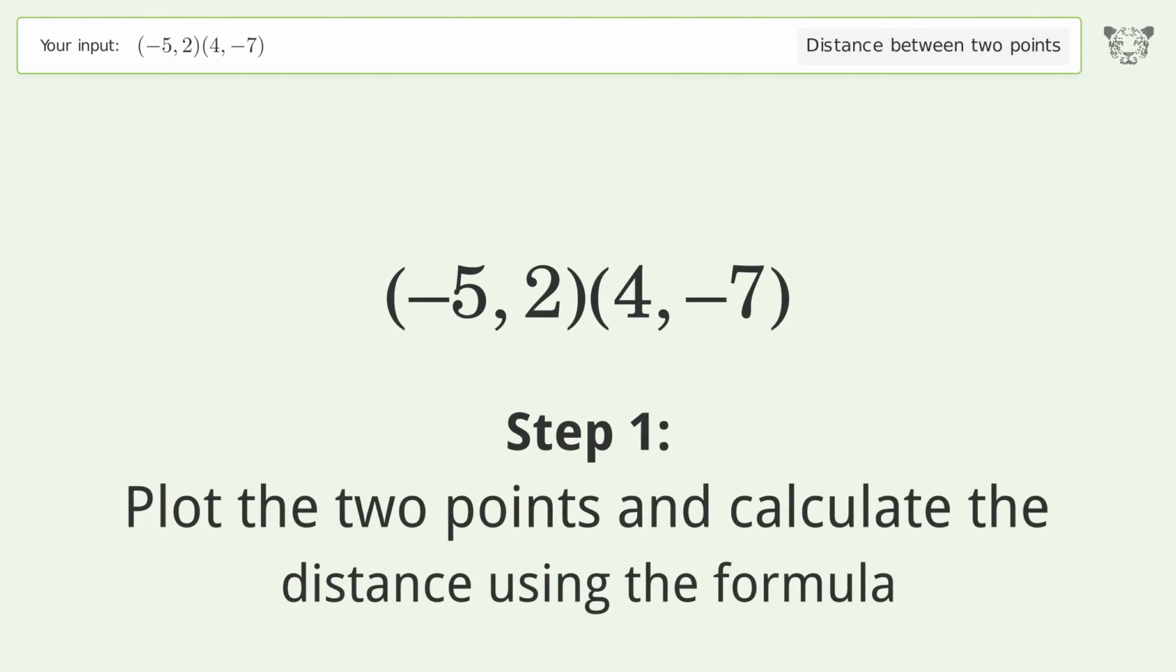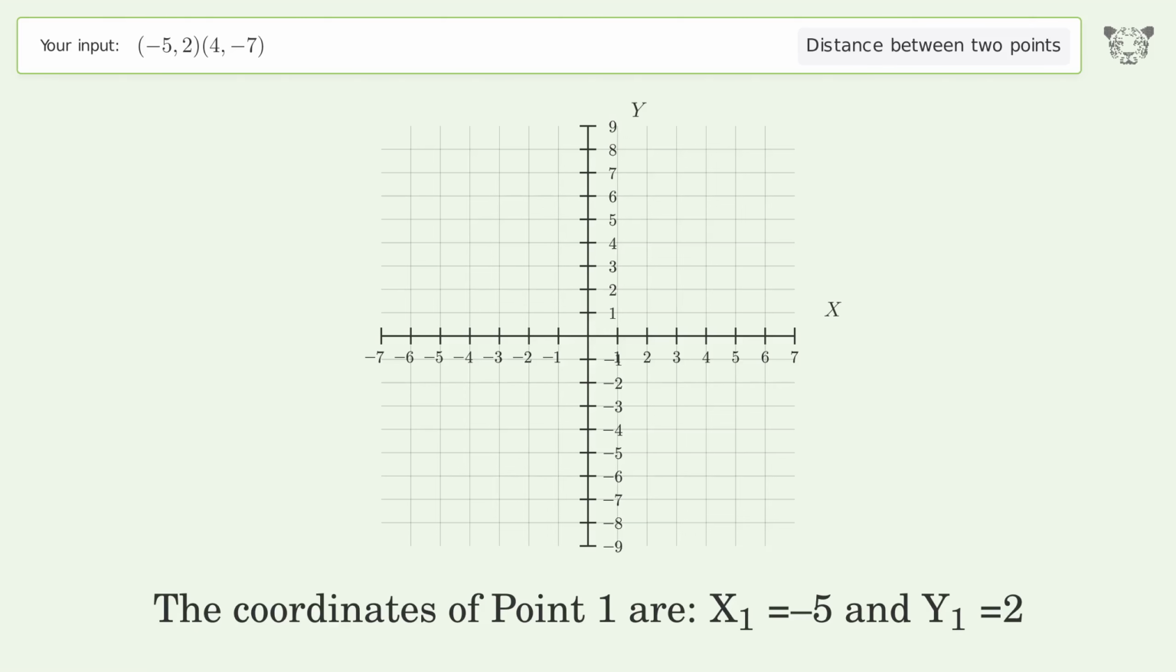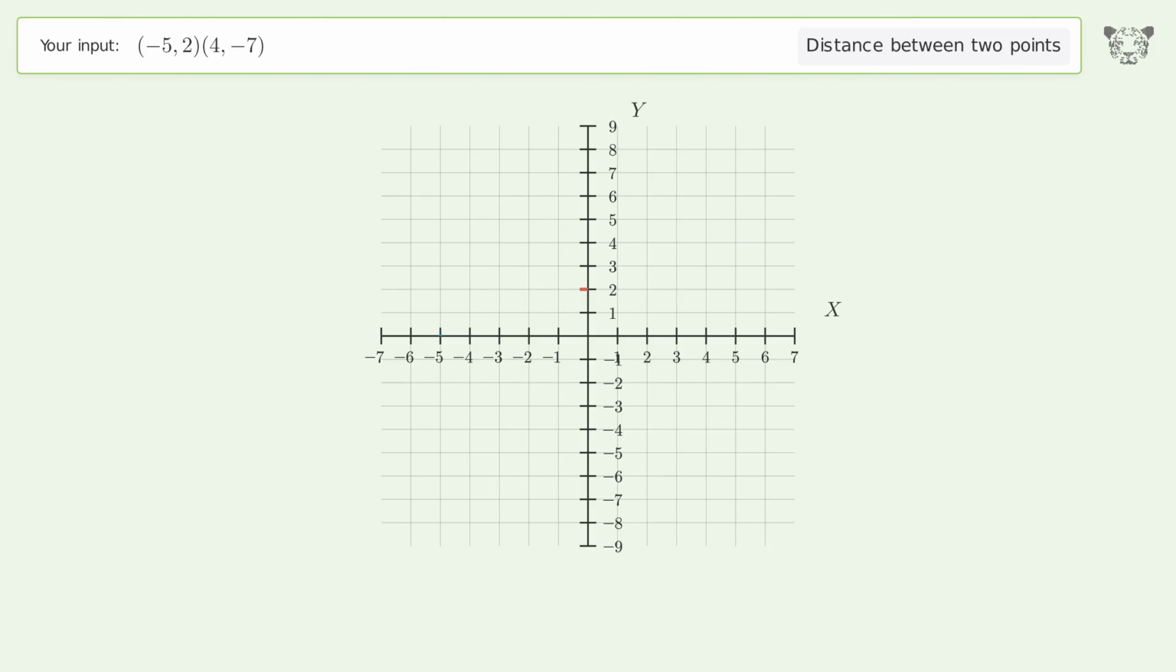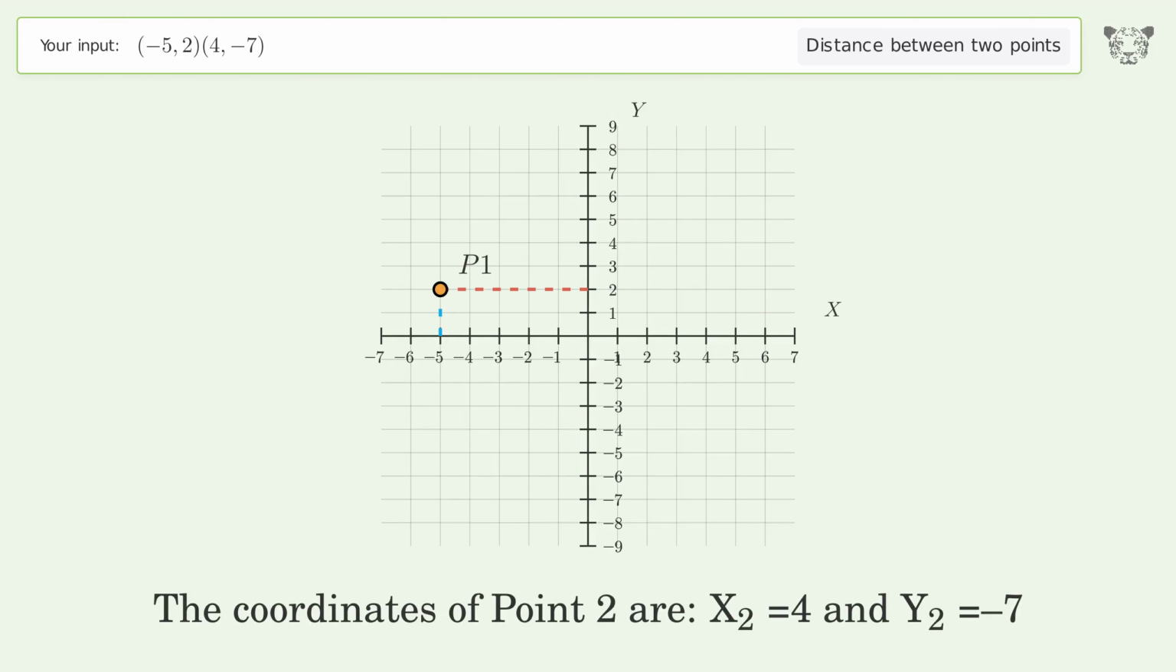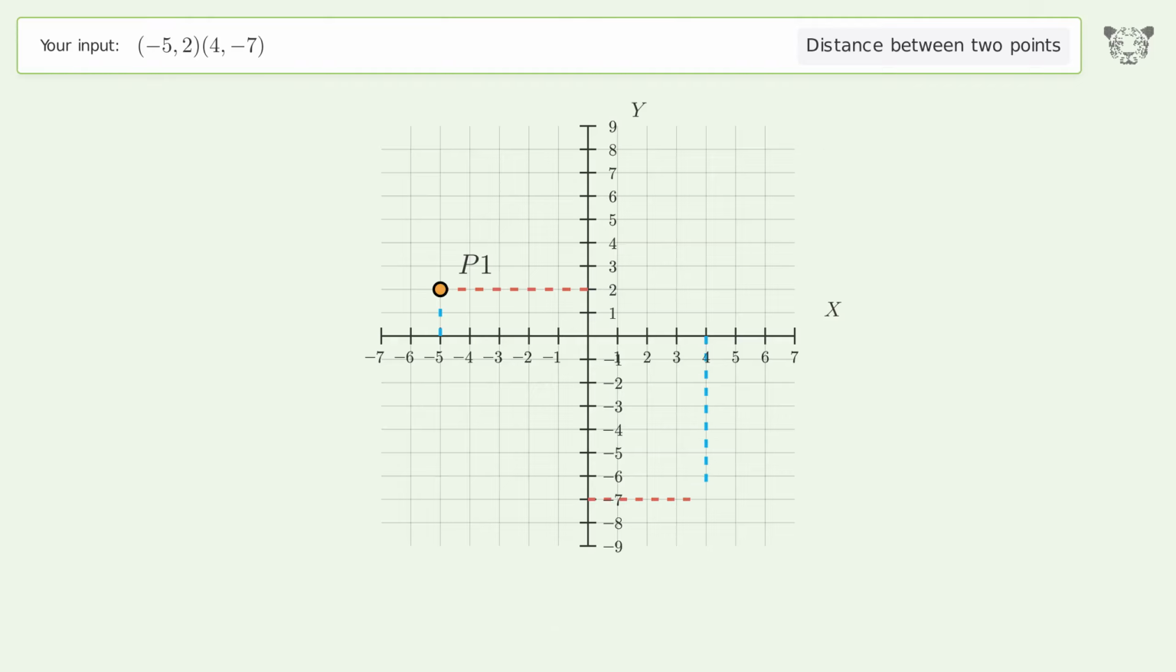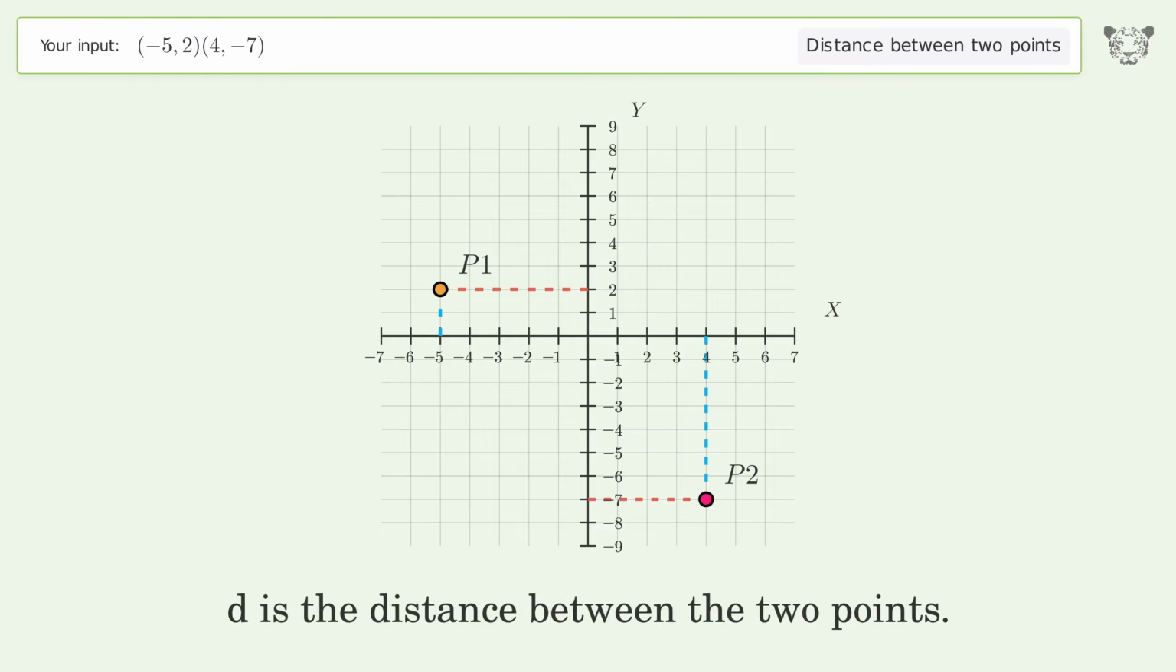The coordinates of point 1 are x1 equals -5 and y1 equals 2. The coordinates of point 2 are x2 equals 4 and y2 equals -7. D is the distance between the 2 points.